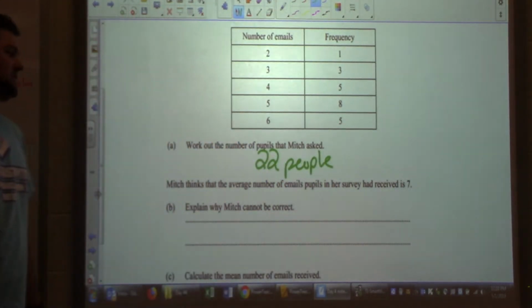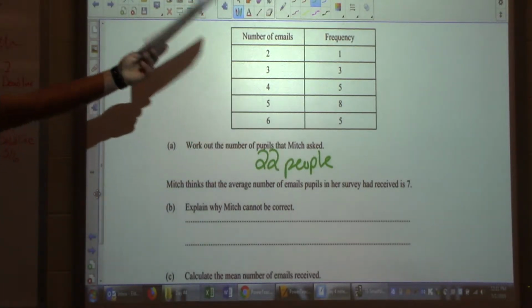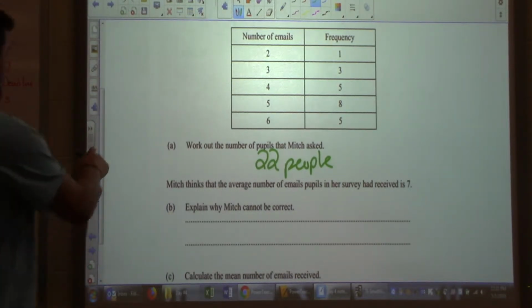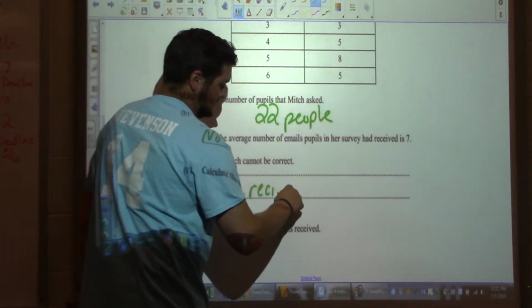Okay? Mitch thinks the average number of emails pupils in her survey had received is 7. Why is Mitch incorrect? Someone raise their hand and tell me why she's incorrect. Because nobody said they got 7. No one said they even got 7 emails, right? The highest number of emails received was 6. There's absolutely no way our average or our mean could be 7. No one received more than 6.